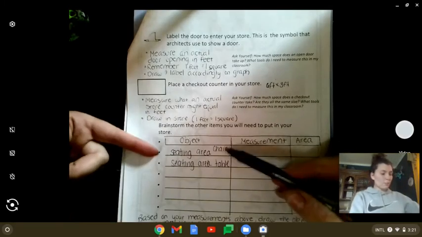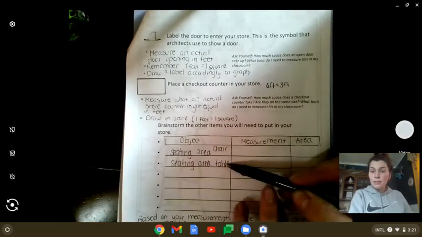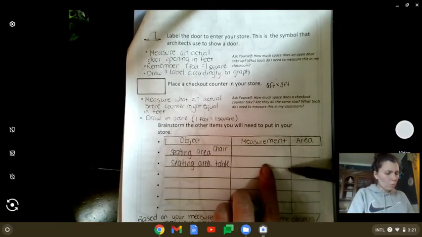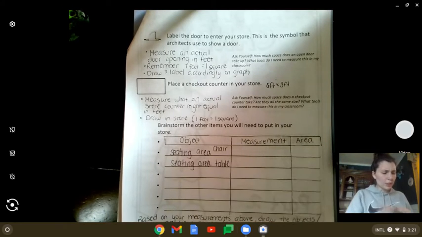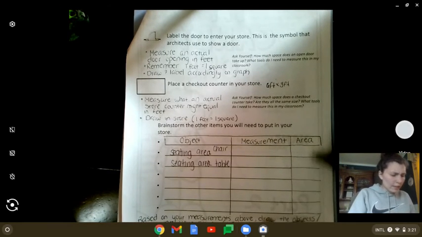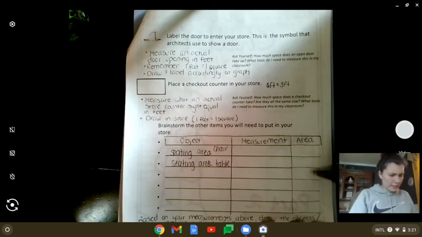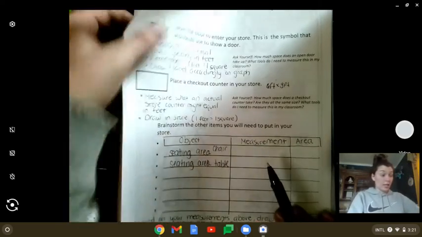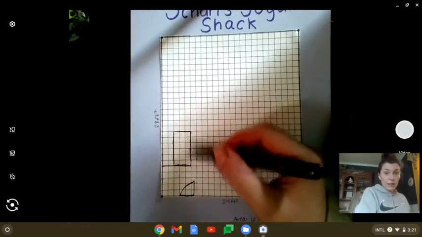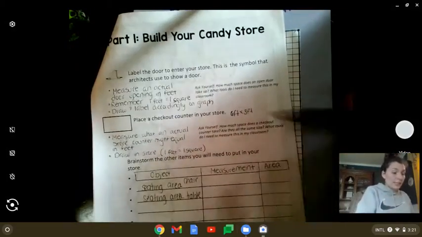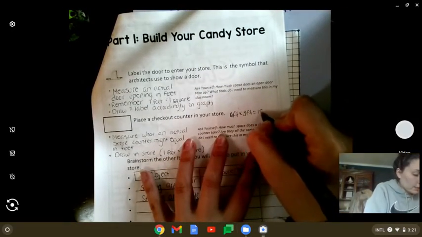So brainstorm, what would you like to put in? What would you like your measurements to be, and the area? So how long is it, or how big is it? What is the area? The area of our checkout counter is 6 feet by 3 feet, or 18 feet squared.